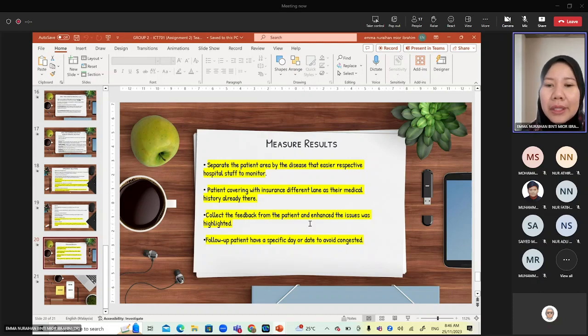Collect the feedback from the patient and enhance the issues highlighted. What is this? I tak faham ayat dia. Follow up patient, have a specific day or date to avoid congestion. Of course, you make an appointment. Tapi biasalah bila make appointment, doctors tu pun sendiri, dia ada waktu-waktu dia kena buat rounds, ya.